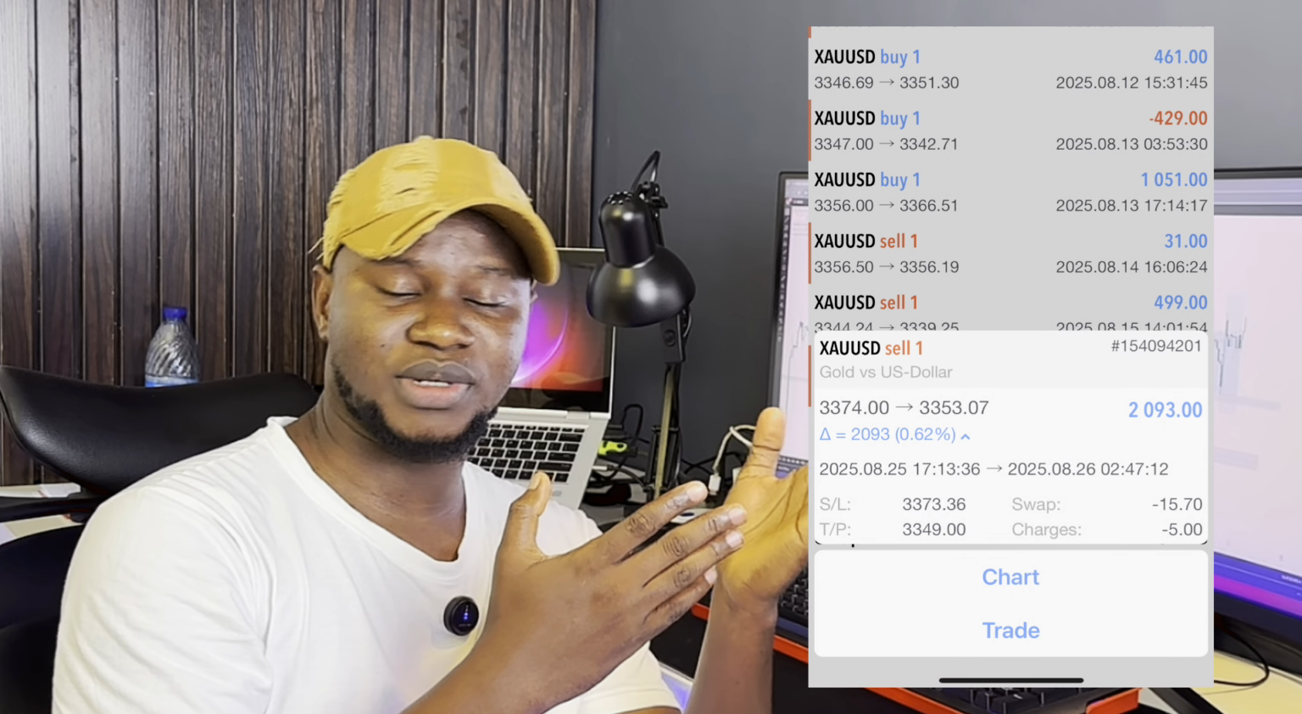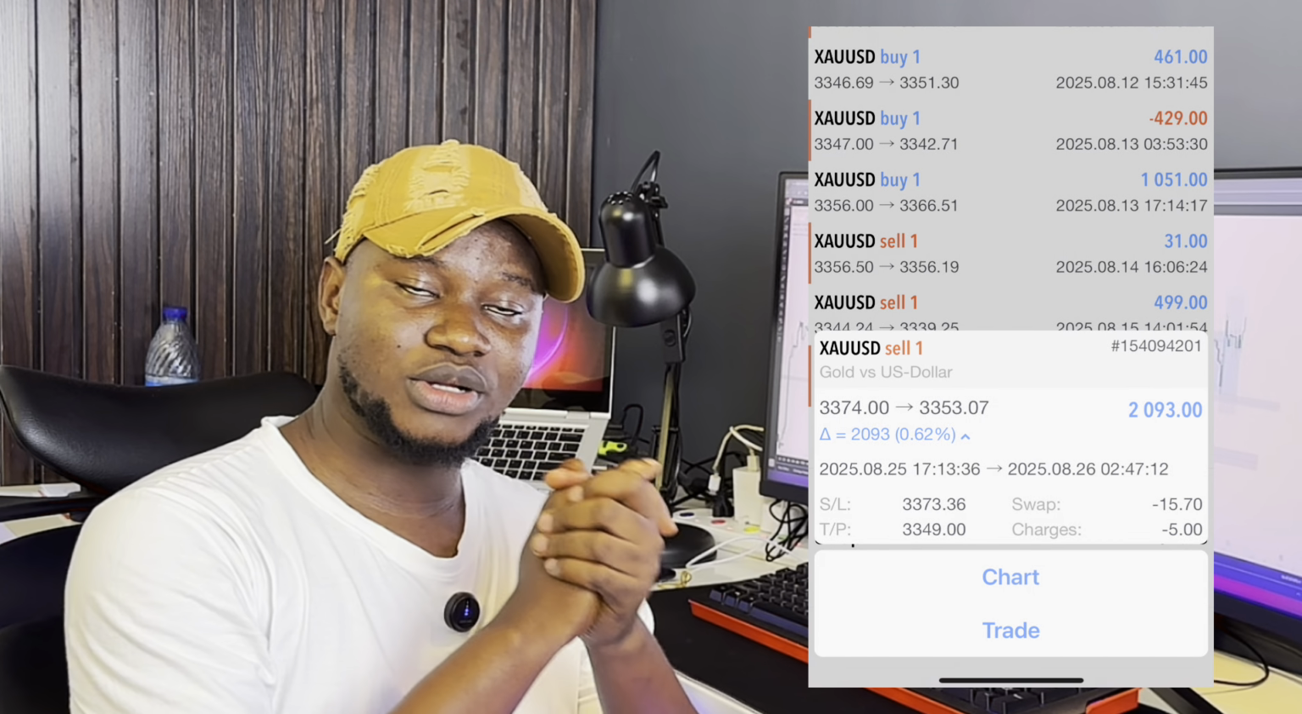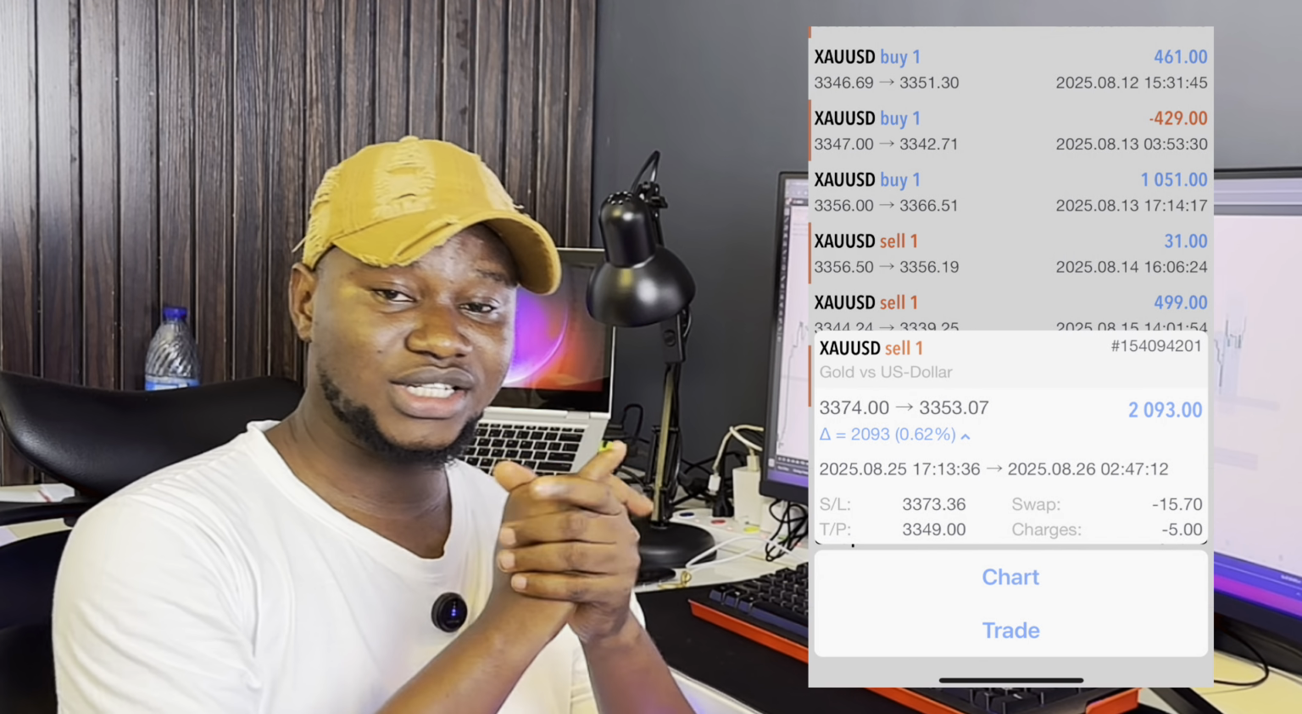And this is the result on this particular trade. As you can see right here, about $2,093 actualized on this particular trade.